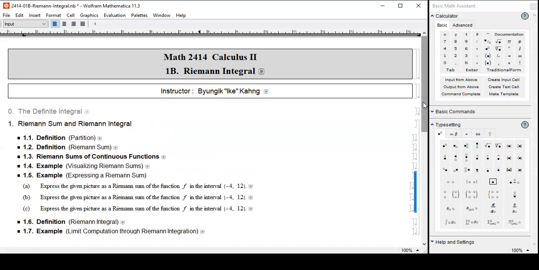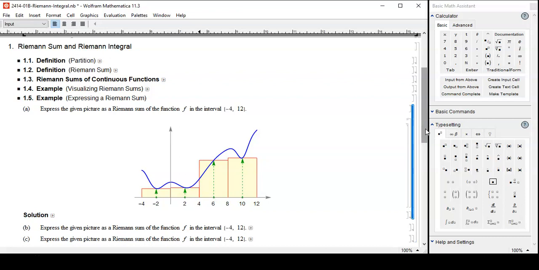Express the given picture as a Riemann sum of the function f in the interval -4 to 12, and here's the picture. So -4 to 12, and apparently we have 4 rectangles added up, so that's got to be the Riemann sum. First area, second area, third area, and fourth area, and please recognize that the width of all these rectangles are all the same. There are 4.